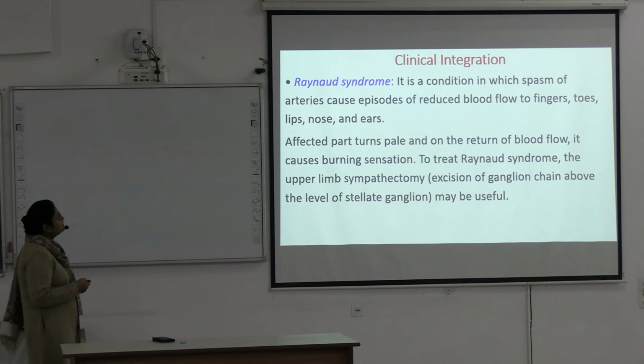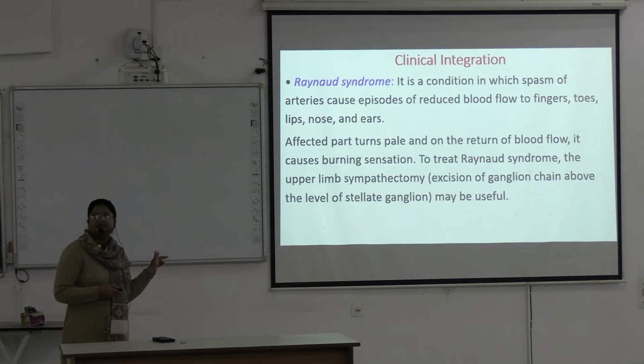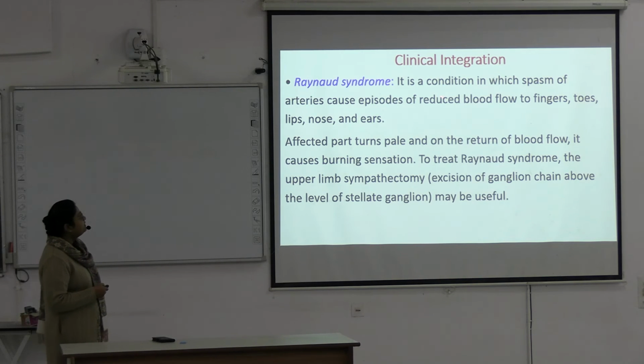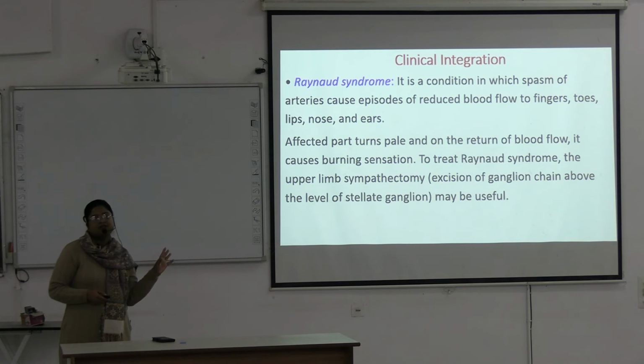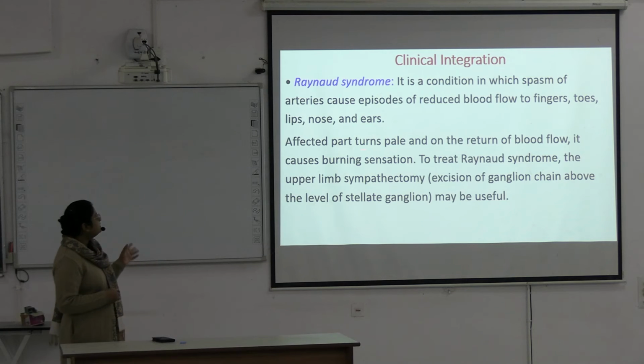Next is Raynaud's syndrome. This is also an important theory question. It is a condition in which spasm of the arteries causes episodes of reduced blood flow to the fingers, toes, lips, nose and ears. Sympathetic supply is vasomotor. Vasomotor means it controls the muscle in the wall of the arteries. So in case of abnormal supply, there may be spasm in the arterial wall, and it will lead to reduced blood flow to the fingers, toes, lips, nose, ears.